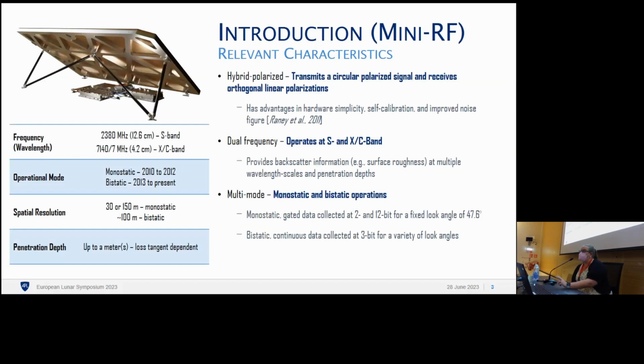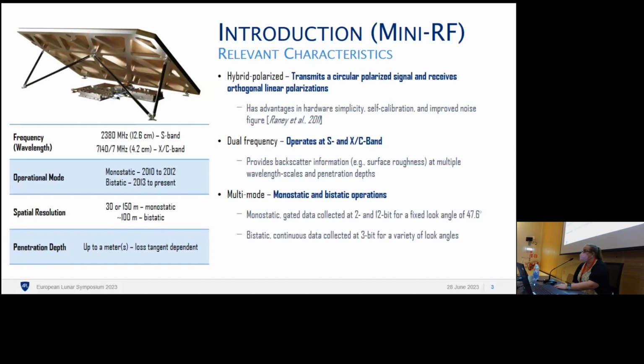But Mini-RF was a dual frequency radar, both at S-band and X-band, so about a 12.5 centimeter wavelength and a 4 centimeter wavelength. We transmitted a circular pulse to the surface and received the radar backscatter in both horizontal and vertical polarizations. This allows us to do a lot of interesting things with the data. We can provide general backscatter information, but also a number of daughter products that provide information about, as I said, roughness and other morphological characteristics of the surface.